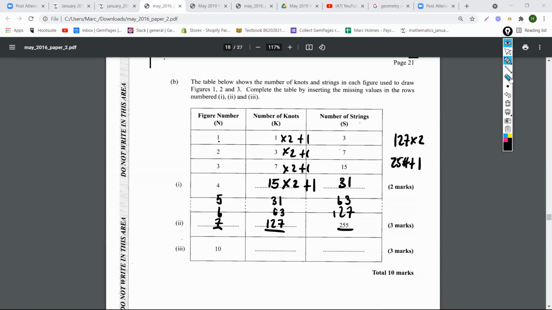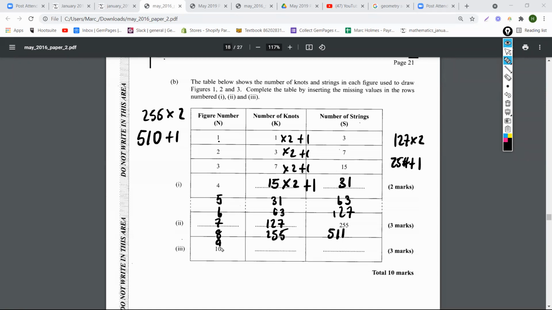Cool. And then it asks us for 10 down there now. So how would I find the 10? I would do the same thing, guys. 8 is 255. 255 times 2 is 510. Am I right? 510 plus 1. So this would be 511.